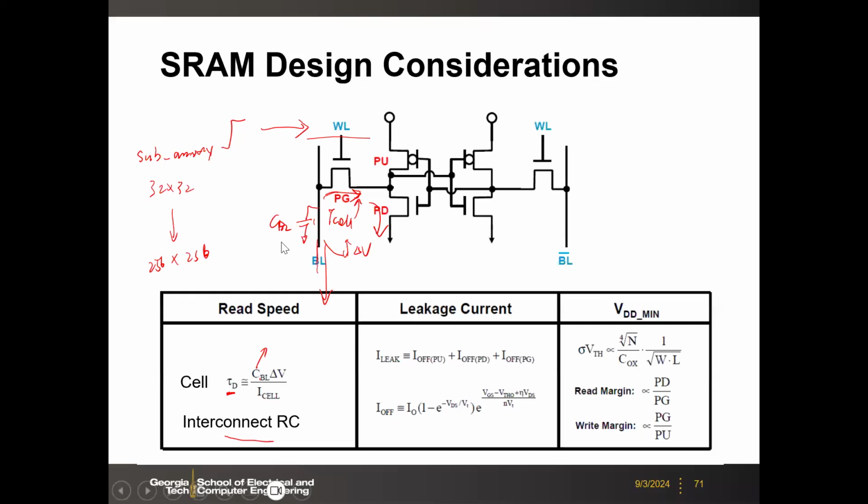Okay, so then another consideration is the leakage current, because SRAM suffers from standby leakage power consumption. Even if you do not do any operation and you just hold the data, you have a leakage path from VDD to ground, right? This is because of the two transistors, one of them will be in the off state. So the off current, right?